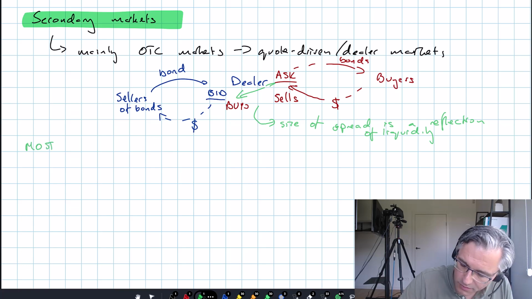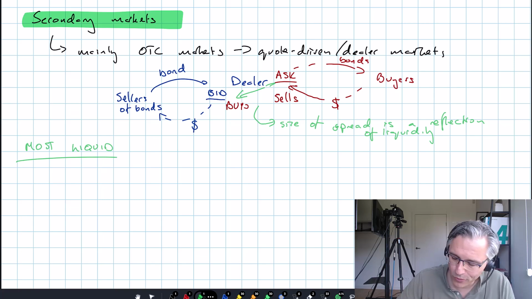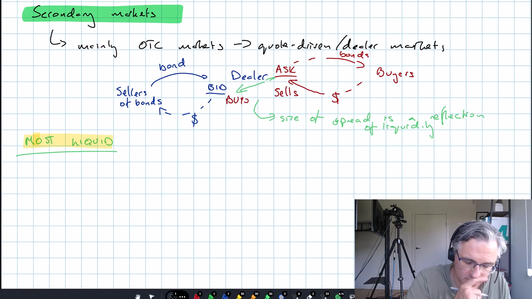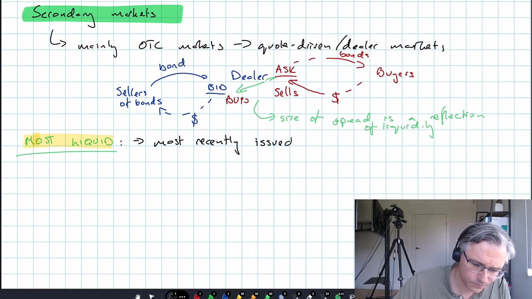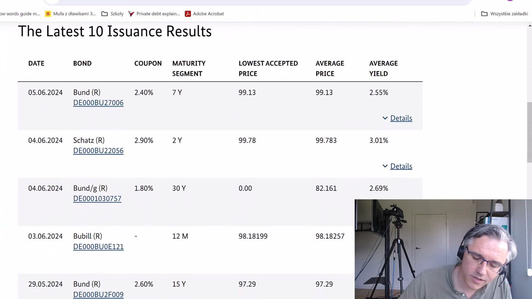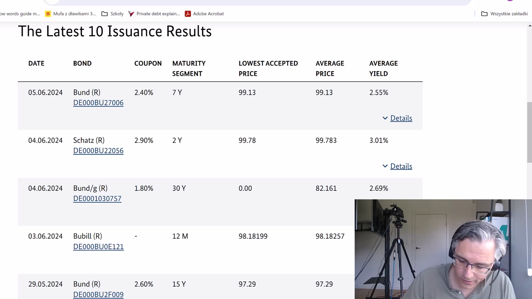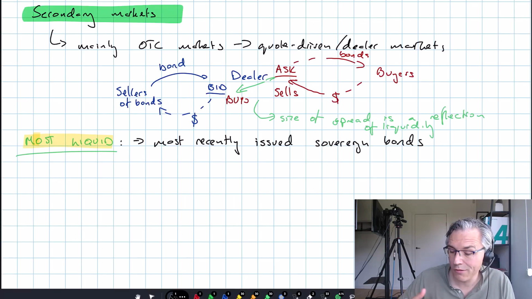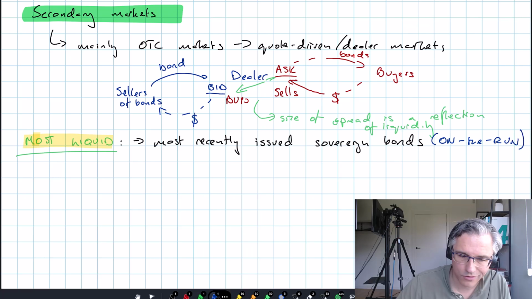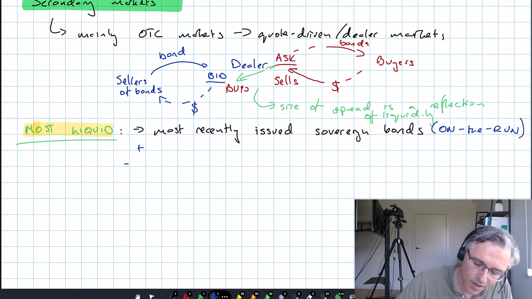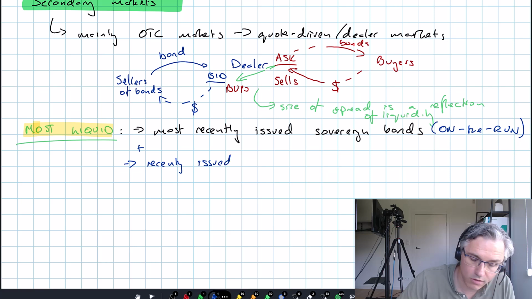Now, let's just think about what's going to be the most liquid of all the things trading in the bond markets, in the secondary markets. Well, it's typically going to be the most recently issued sovereign securities. People trade quite heavily the most recently issued sovereign bonds. So going back just a moment to that German example, if the German government has recently issued, at least recently from the point of view when I'm recording this video, a 7-year bond with a 2.4% coupon, or a 2-year bond with a 2.9% coupon, we would expect these to be quite heavily trading in the secondary market right now. We call such securities on the run securities, plus also the most recently issued corporate bonds.